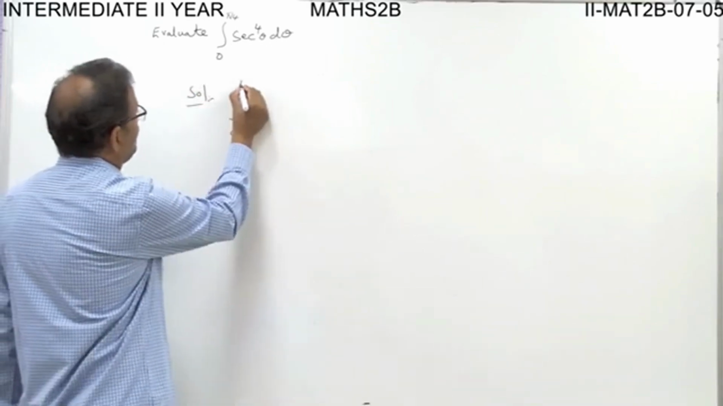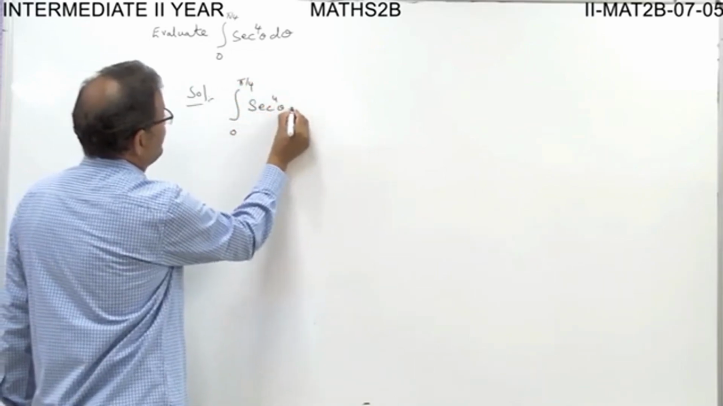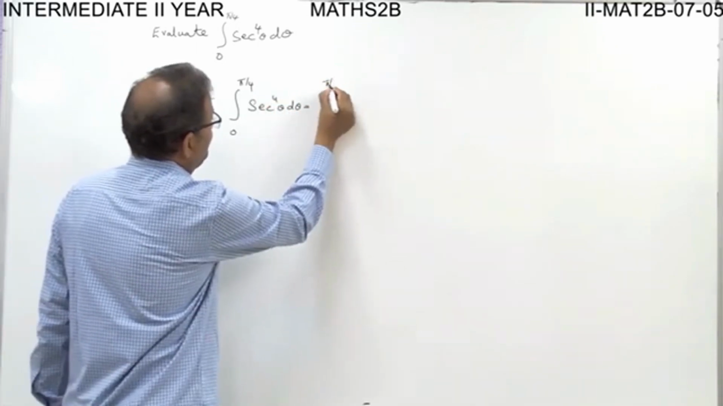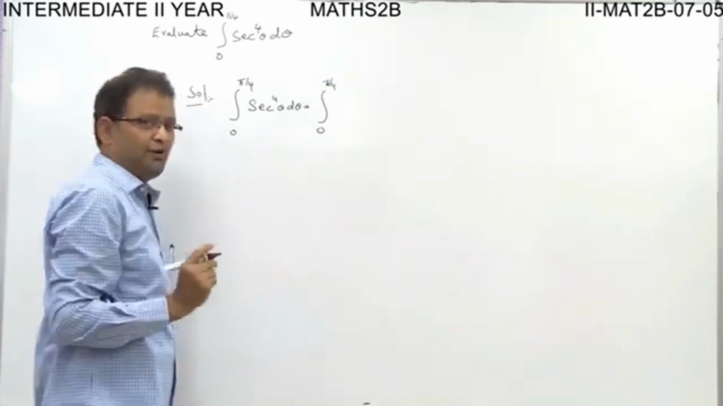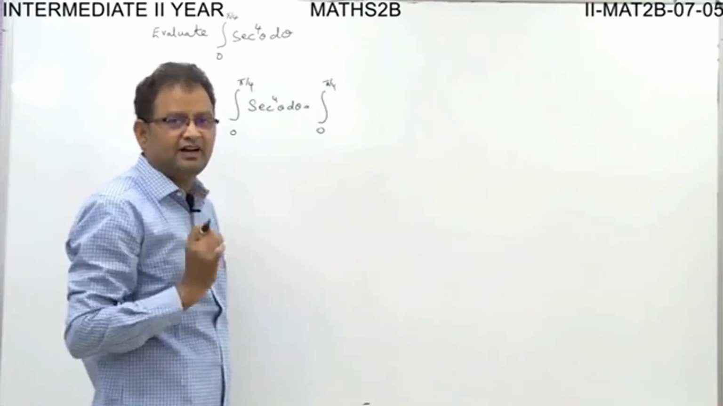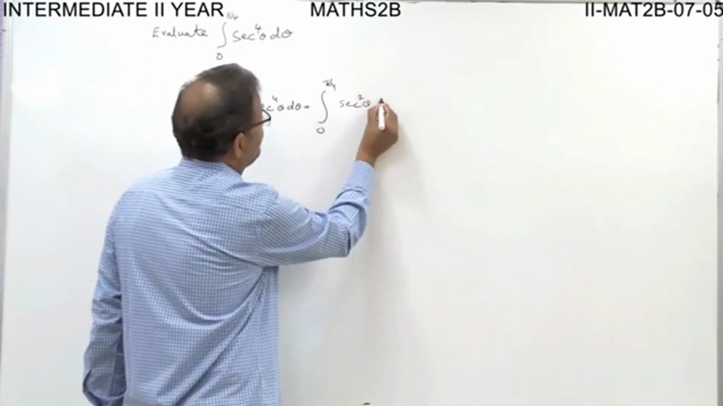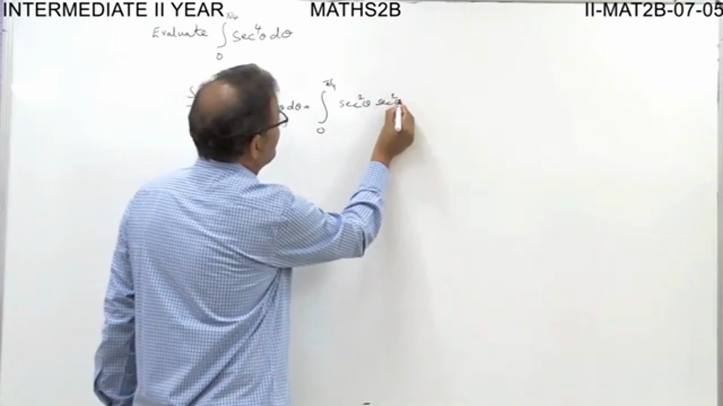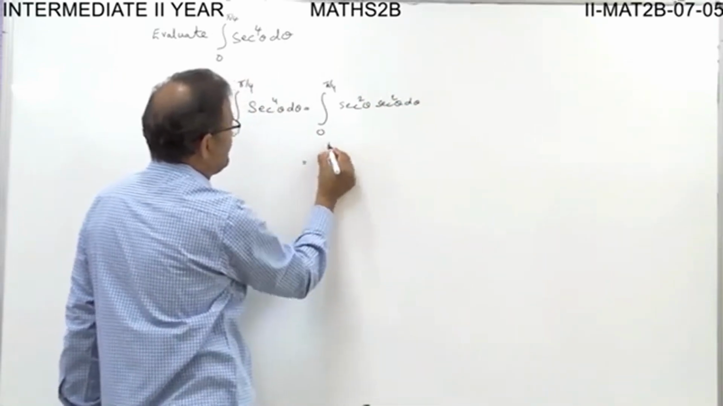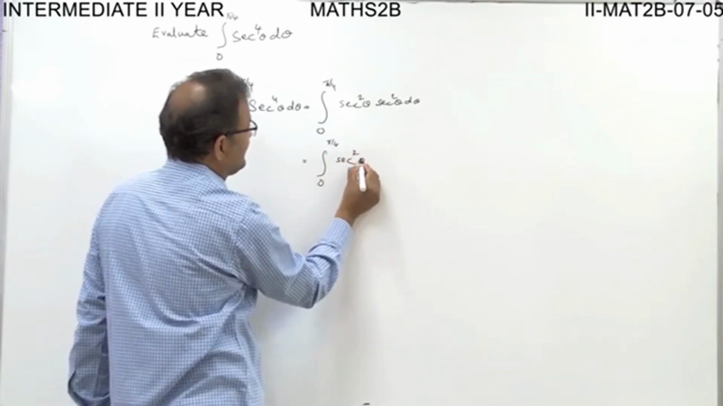Integral 0 to pi by 4 secant to the power of 4 theta d theta. We can write secant to the power of 4 theta as secant square theta into secant square theta. This is equal to integral 0 to pi by 4, first secant square theta, we can write as it is.